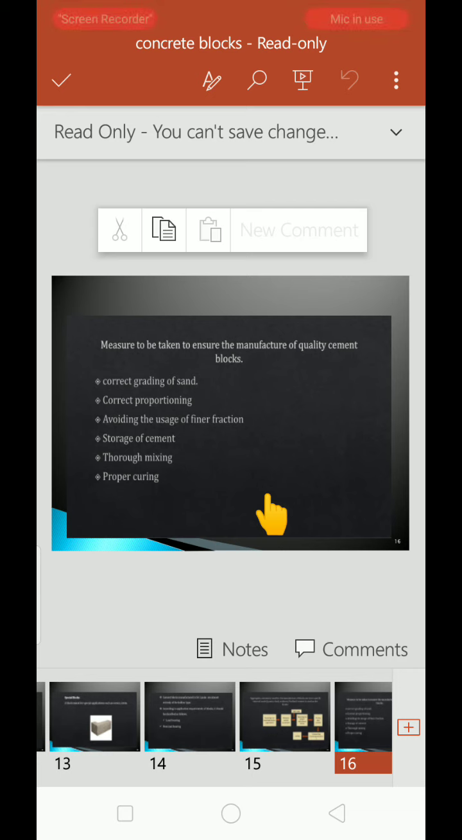The correct grading of sand. Yes, for sand we are going to select a correct grading and correct proportioning. So if we are using 1:2:4, 1 is the cement, 2 is the sand or fine aggregate, and 4 is the coarse aggregate or gravel. So this correct proportion we have to choose initially. Then avoid the usage of finer fractions. Then storage of cement, thorough mixing, proper curing, means mixing, curing, and placing of cement should be taken care of here.